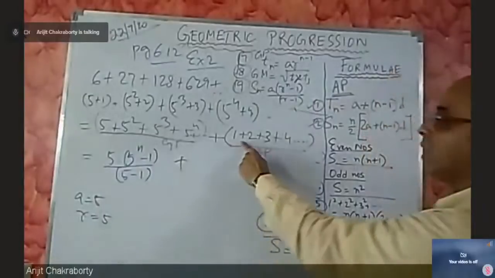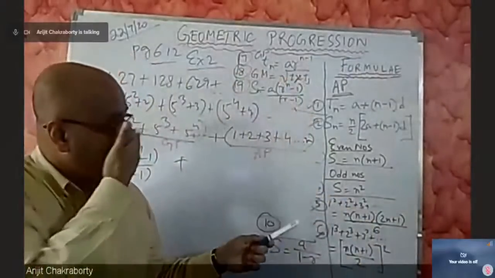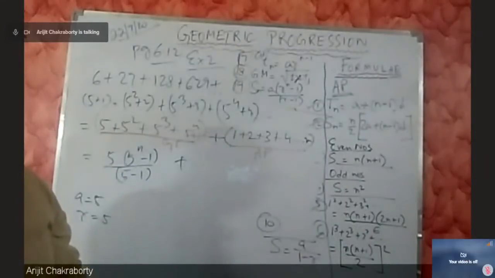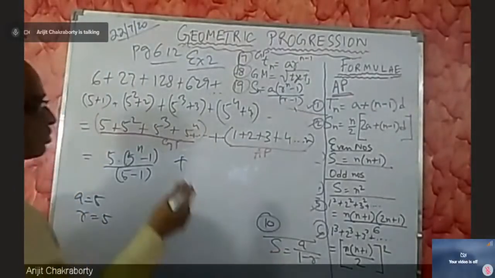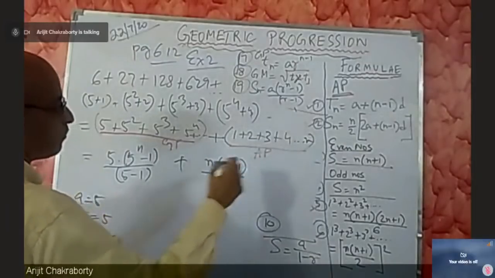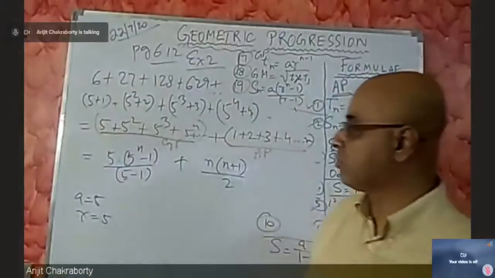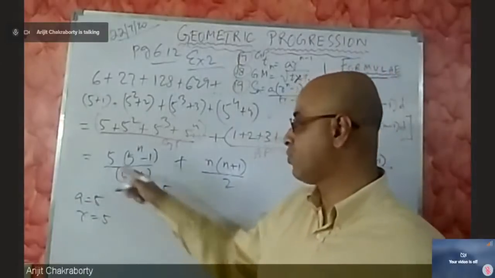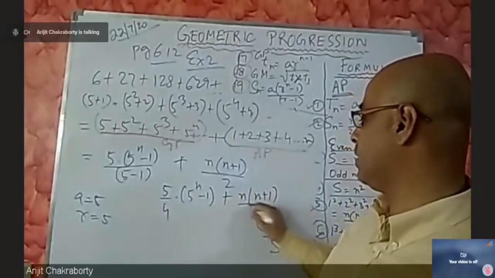Plus we have the AP, 1 plus 2 plus 3 up to n. The formula is n into n plus 1 by 2. So this will be the final expression. That is 5 by 4, because 5 minus 1 is 4. So 5 by 4 into 5 to the power n minus 1, plus n into n plus 1 by 2.